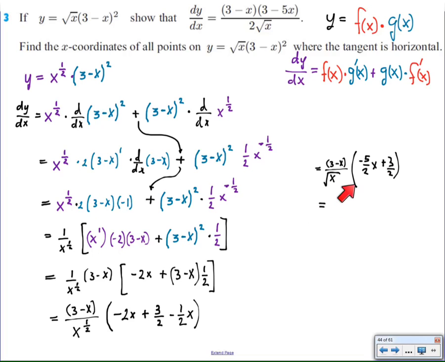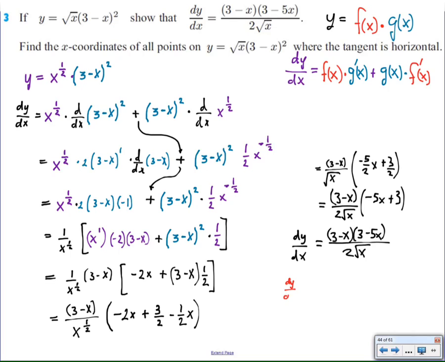And the last thing I could do is recognize that both of these still have a common factor of 1/2. I could take the 1/2 out, giving us negative 5x plus 3. And, looking at my given form, it has 3 minus x, negative 5x plus 3, all over 2 square root of x. So I just have to multiply the numerators, and I get what I needed.